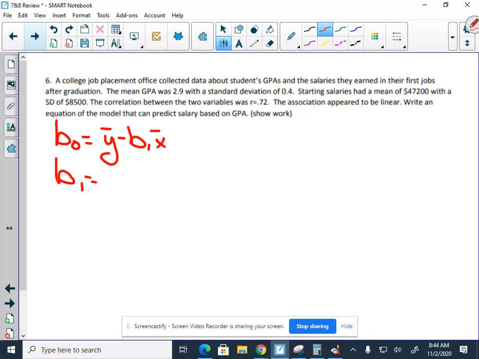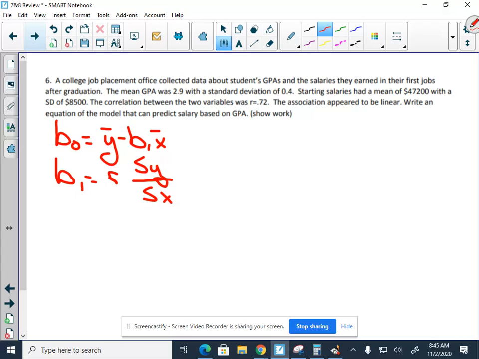But B1 equals R times S of Y over S of X. Y's over X's, that's always the change in Y over change in X, but that's what a slope is, change in Y over change in X, but it's times the correlation. Okay, now, what we need to figure out is what's X, what's Y.